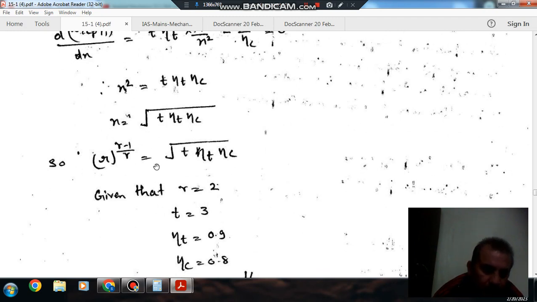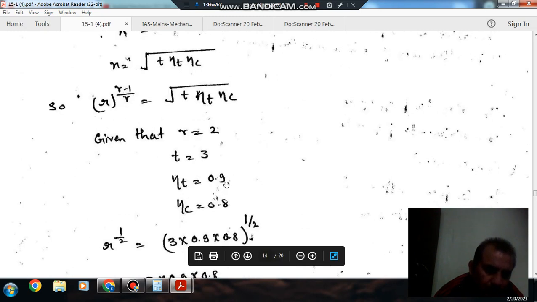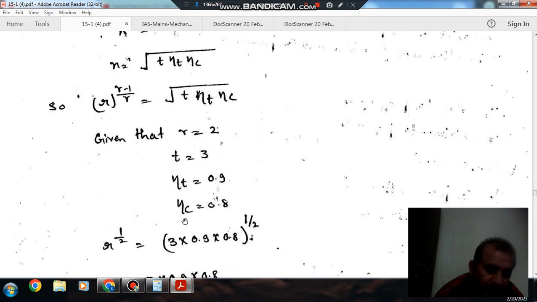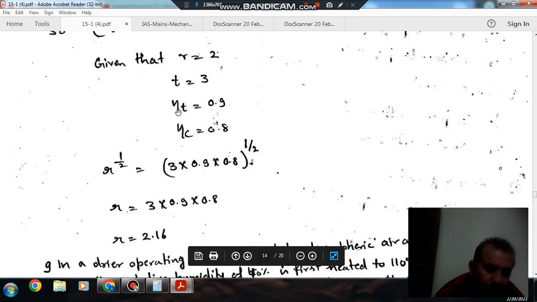Now we can put in the values given. t is given as 3, gamma is given as 2, the turbine efficiency is 0.9, and for the compressor it is 0.8. So R comes out as 2.13.